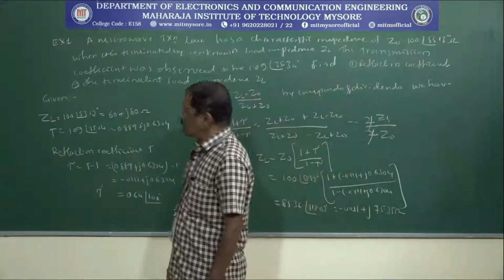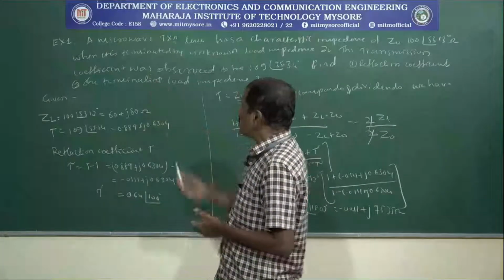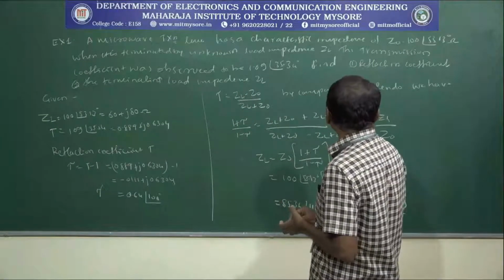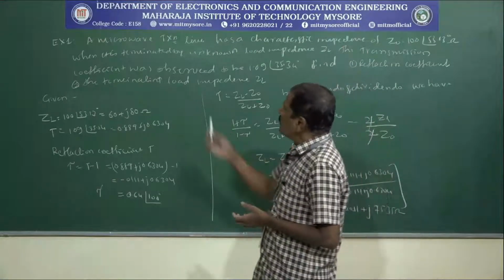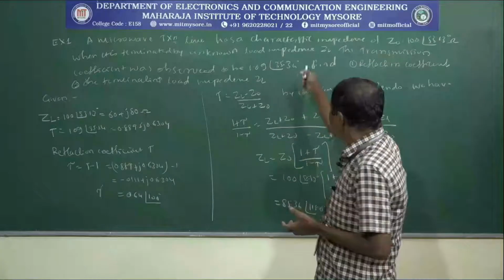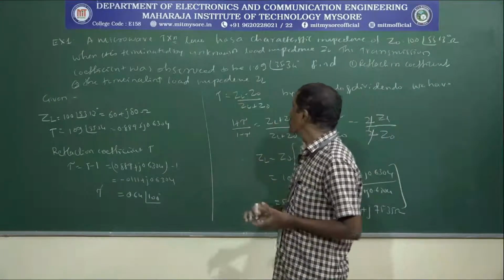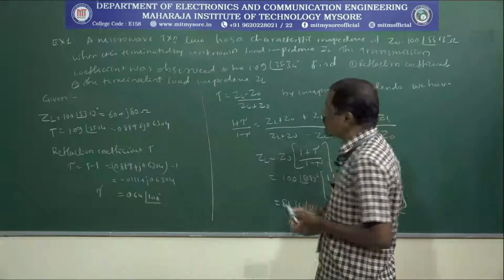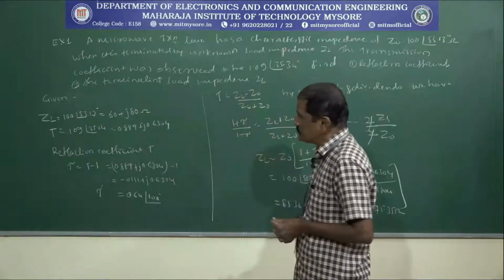Now, let us solve one problem on the relation between reflection coefficient and transmission coefficients. The problem is: a microwave line has a characteristic impedance of 100 at an angle of 53.13 ohms. When it is terminated by an unknown load impedance ZL, the transmission coefficient was observed to be 1.09 at an angle of 35.34. Now, I have to find out the reflection coefficient tau and the terminating load impedance ZL.